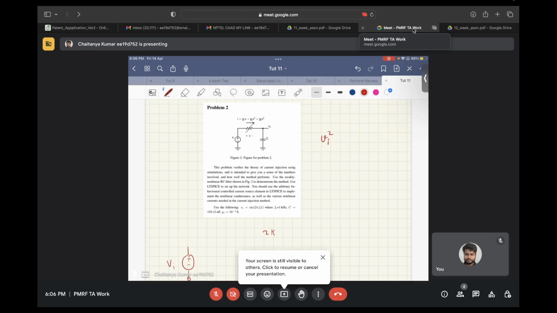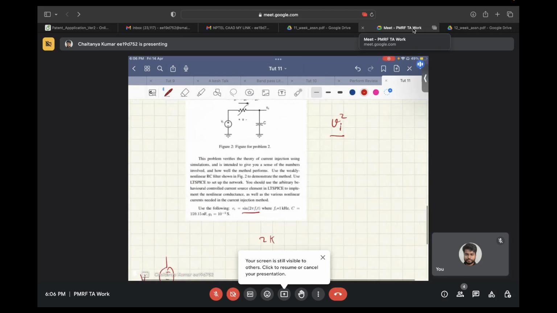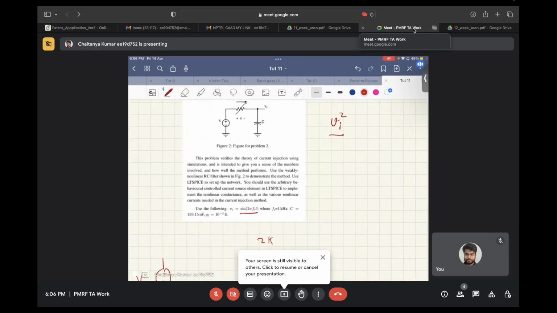If there is a term with Vi square and you have Vi as sine 2 pi f1 t, what terms will you have in V02? You will have a DC term plus a cos 2 pi term. You will have a term with f1 of 1 kilohertz, and a term with 2 kilohertz. Correct.